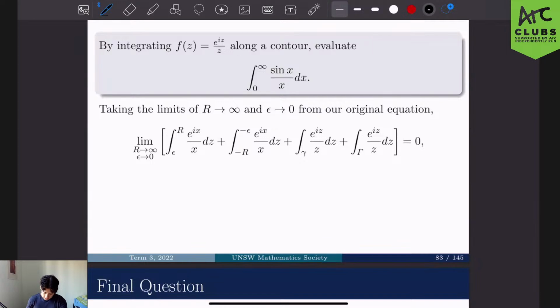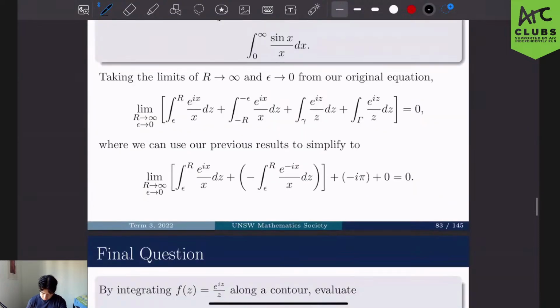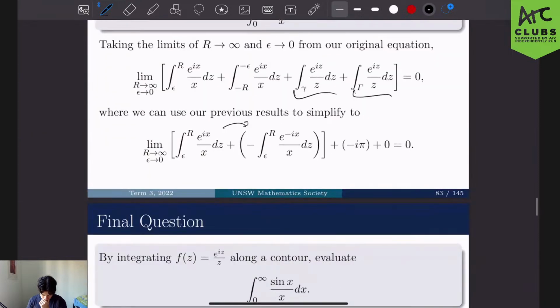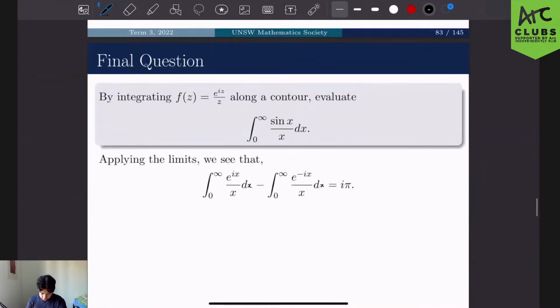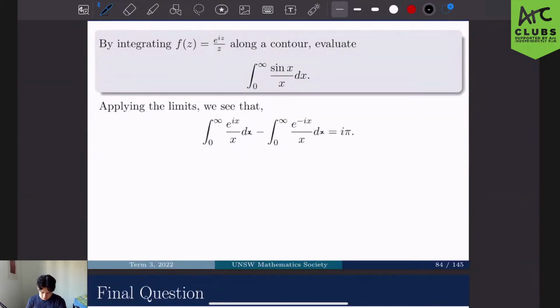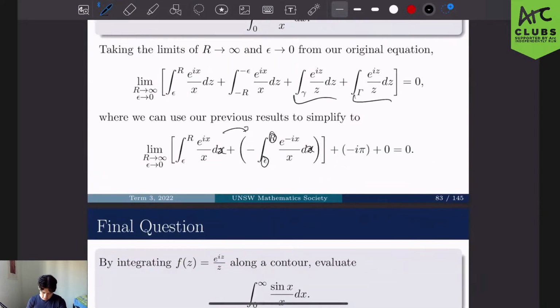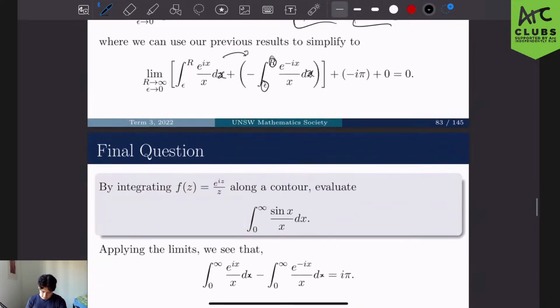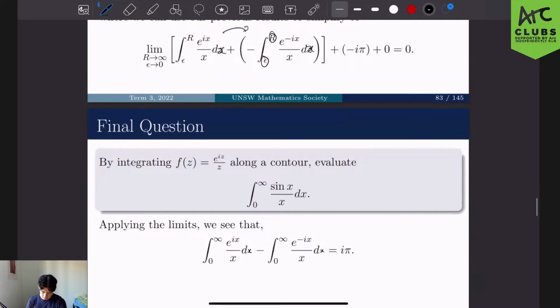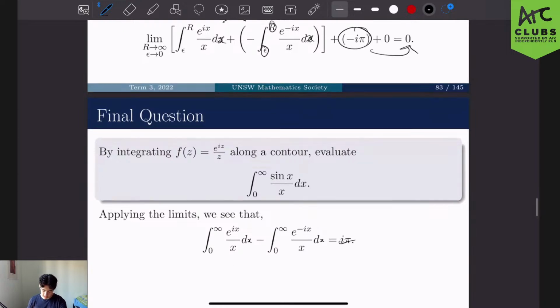Alright, so taking the limits, this one was equal to 0 and this one was equal to negative i pi, and we changed this into x. Oh, I think this should be x. Anyway, we apply the limits of r and epsilon. Basically, we've just rearranged the equation here, so we move this i pi to the other side as well. Now we've got i pi.